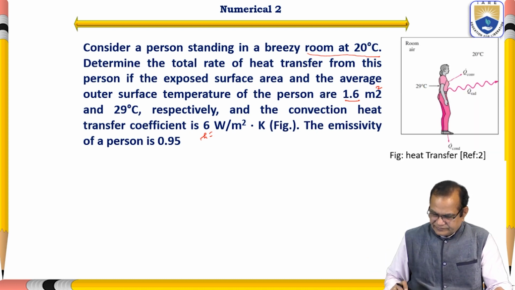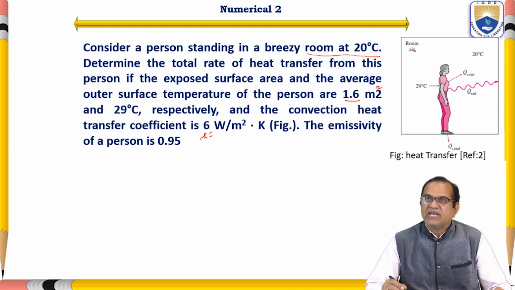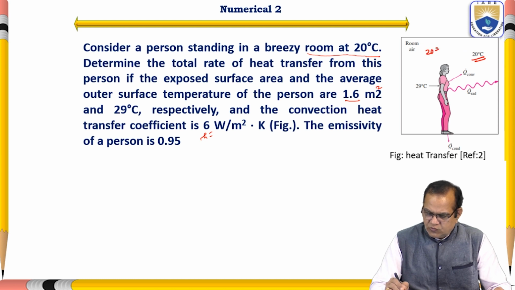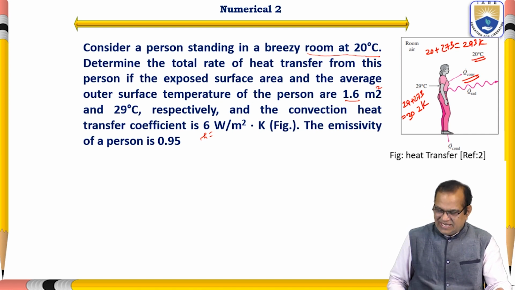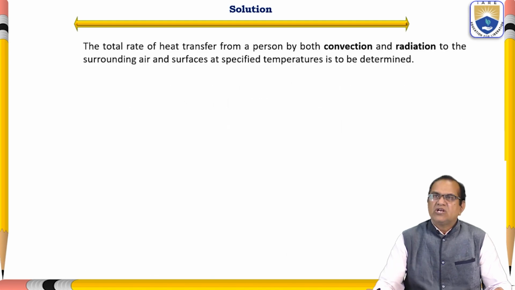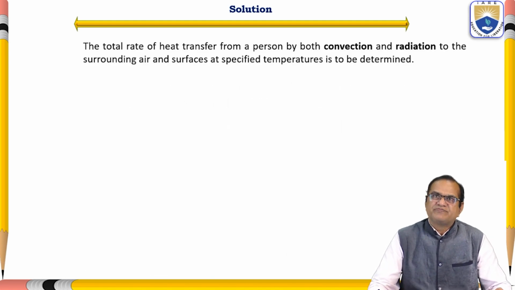This is the diagram here. Here we have the room. Room temperature is 20 degrees centigrade, so 20 plus 273, 293 Kelvin. Here the body temperature is 29 plus 273, so it is 302 Kelvin. And it is radiating. So we have to find out how much convective heat transfer is present in this case. So now we will go for the solution.